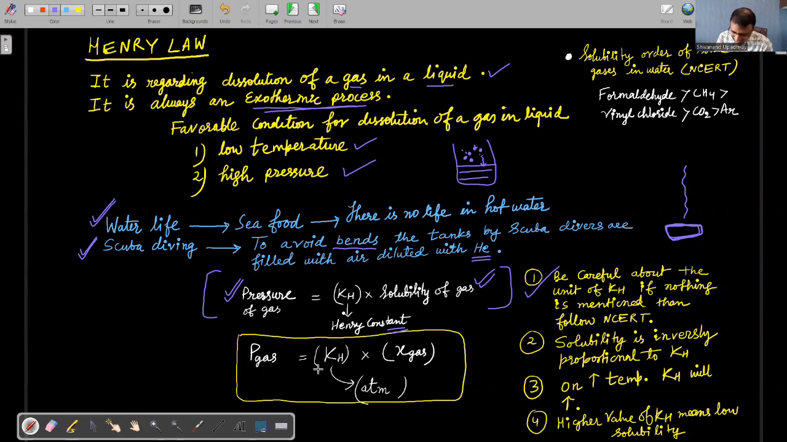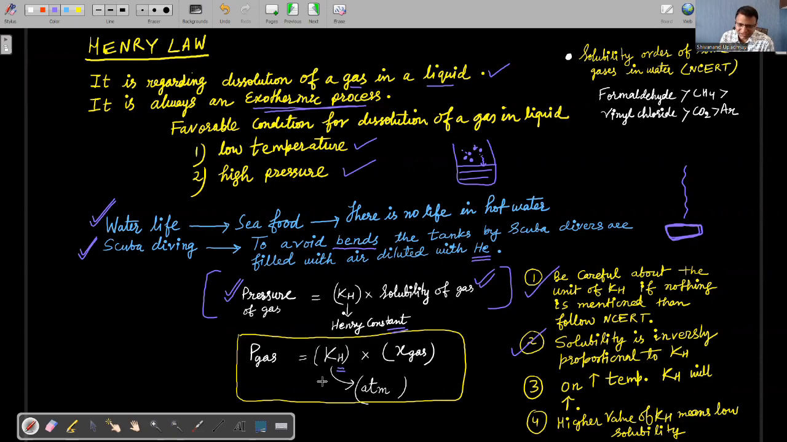So if it is correct that the unit of Henry constant is that of pressure, then Henry constant and solubility are inversely proportional. So the higher the value of Henry constant, the less will be the solubility of the gas. So solubility is inversely proportional to Henry constant. On increasing temperature, we know that solubility will decrease. If solubility decreases, it means that Henry constant will increase.